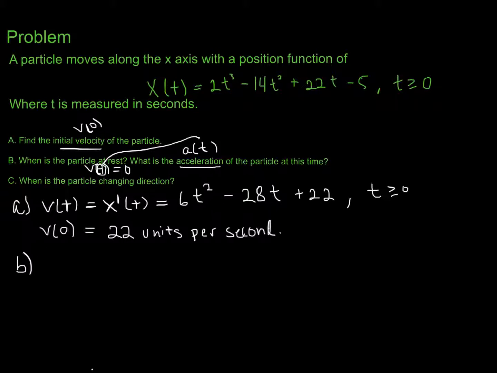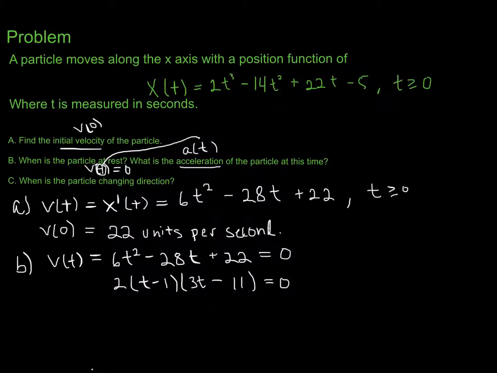So I have the velocity, and I need to set that equal to 0. So I have 6t squared minus 28t plus 22, and I set that equal to 0. Now, there's a couple of good strategies here. The one that I would recommend is trying to factor. If not, you can utilize the quadratic formula to solve this quadratic. So why don't you go ahead and try that on your own just for a little bit of practice. We'll take a look at the solutions in a second.